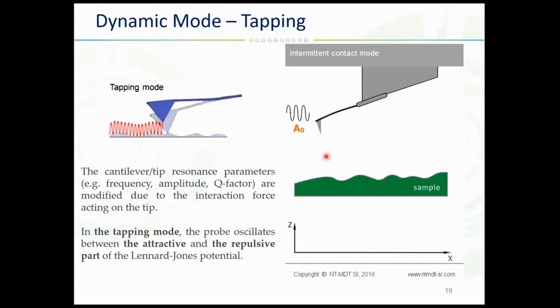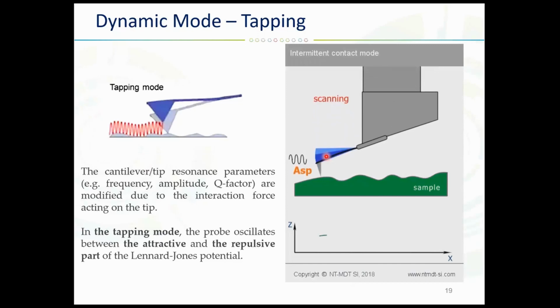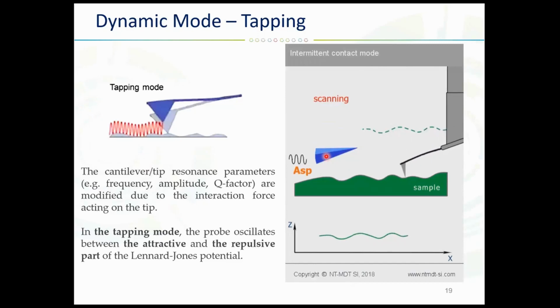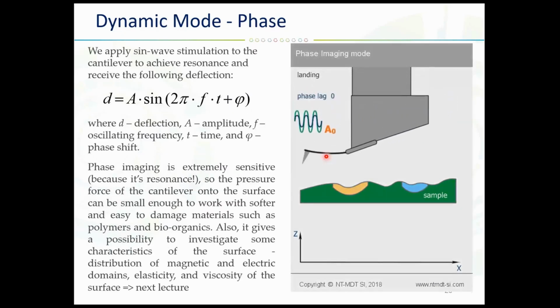Next one, dynamic mode as a tapping mode. Here, again, we touch the surface, but not constantly. It's kind of tapping it, and here we have oscillation of the probe between the attractive and repulsive parts of the Lennard-Jones potential. So this is the tapping mode, and the next one is the phase contrast.